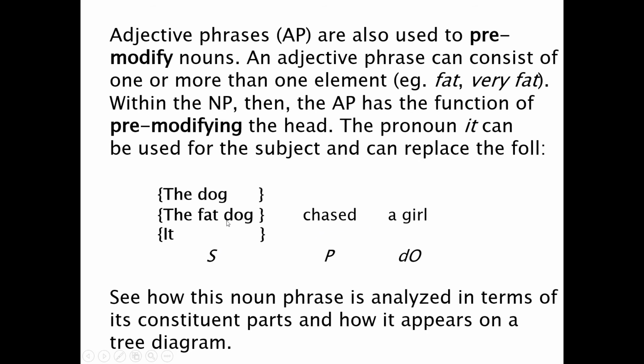So the point is that, dear students taking Introduction to Linguistics, we can use it instead of the fat dog and the dog. So it chased the girl, because we have a reference, because it depends on the context. Of course, we understand what it refers to. So we have a subject, we have a transitive verb, and we have a direct object. See how this noun phrase is analyzed in terms of its constituent parts, العناصر أو الأجزاء الرئيسية, how it appears on a tree diagram.